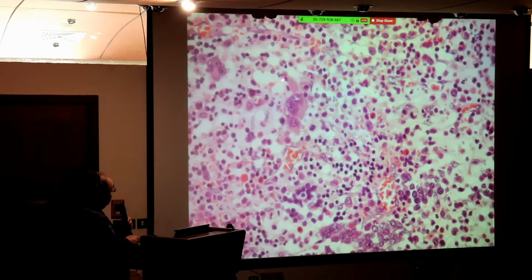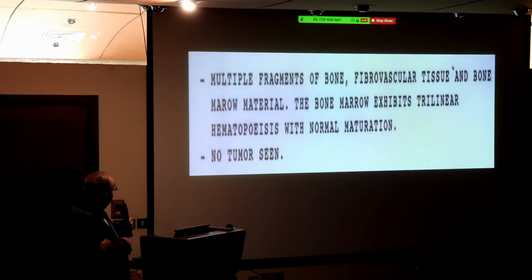The same. This is all repetitive, but you can see here. These are the immature myeloid series, and these are the megakaryocytes. So, yeah. Okay. I think that's it.